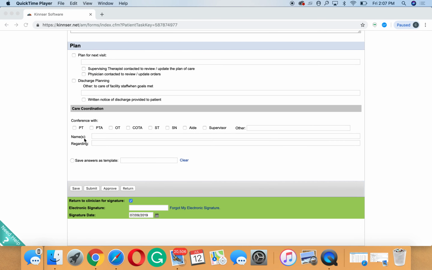Conference with. This is automatically going to be filled in from the initial evaluation. So if it says Tammy was contacted regarding frequency and duration, then that needs to be erased. That's obviously not something you contacted Tammy about. But if you're a PTA and you spoke with the PT, that's what needs to be documented. If you're a PT and you spoke with your PTA, that needs to be documented. Call that person by name and state what you talked about.